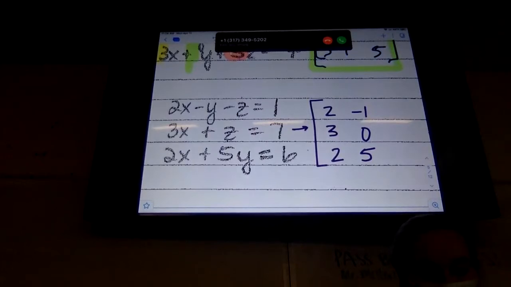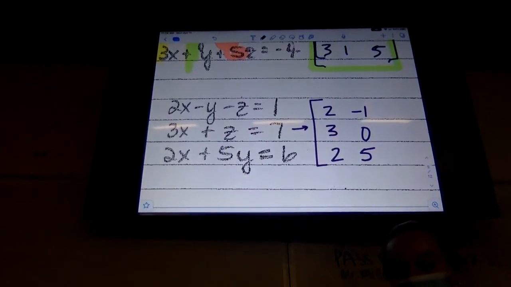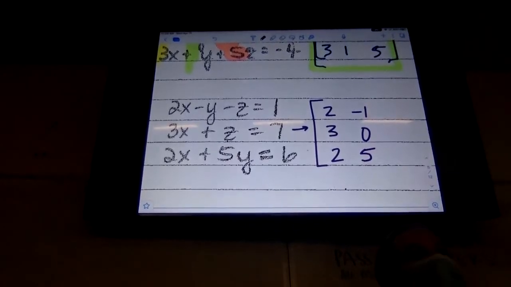I don't know who that is. I don't answer numbers I don't have saved. No, it's just a normal call, from someone in Cicero. That can't be right. I don't know anyone in Cicero.